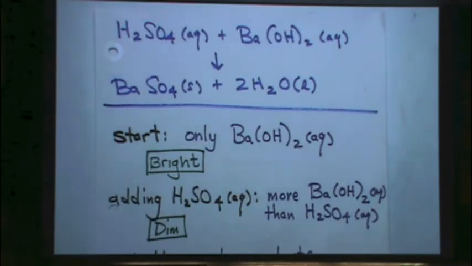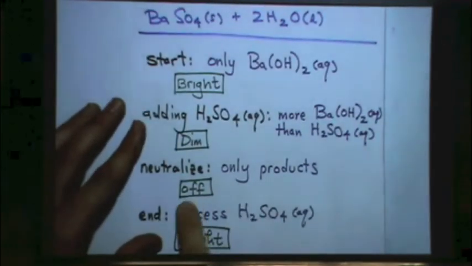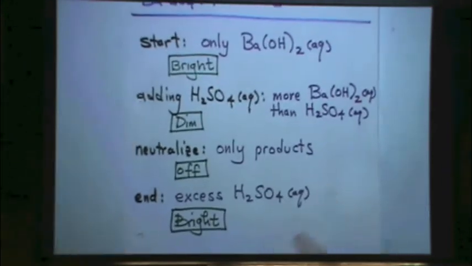Do you see that happening? So the light bulb's nearly off right now because the reaction is pretty complete. And I'm going to keep adding more, so when there's only products, it'll turn off. But at the very end, if I add too much sulfuric acid, is sulfuric acid a strong or weak electrolyte? Strong, so it's going to get brighter. And you see it getting brighter right now.